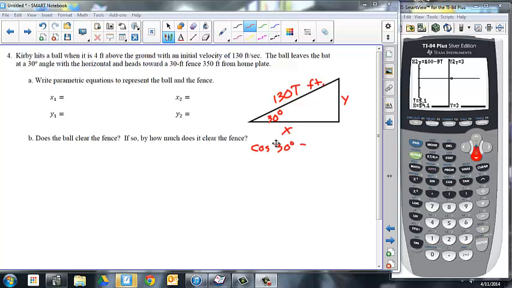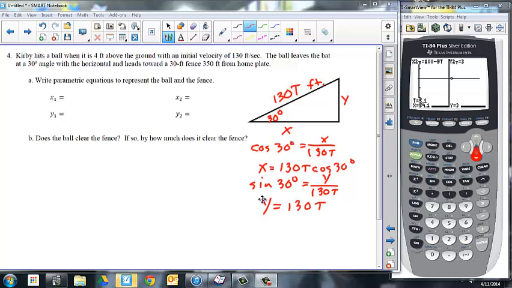Cosine of 30 degrees is equal to x divided by 130t. So x then would equal 130t cosine 30 degrees. By the same token, I know that the sine of 30 degrees would be y over 130t. So y would be 130t sine 30 degrees. Those aren't exactly our parametric equations. We're close, but we have something else we haven't considered yet, and that is the whole gravity situation. This is simply the initial velocity.